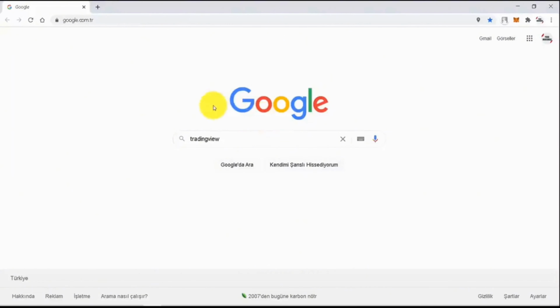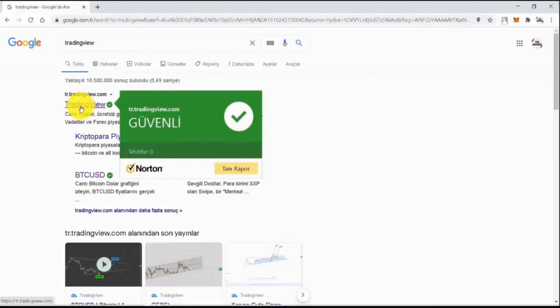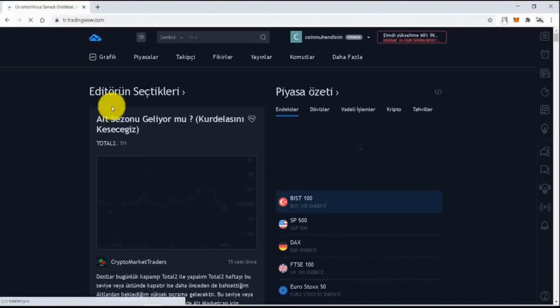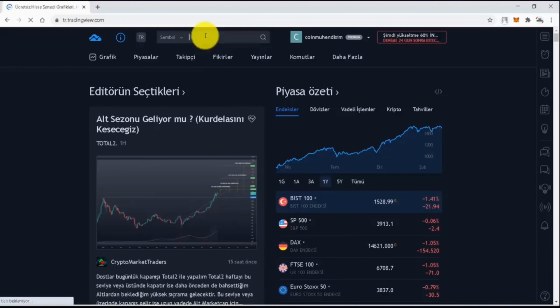First, we type TradingView into Google and go to the TradingView website. As you can see here, we go to the first site. After going to the first site, you can open your account here.